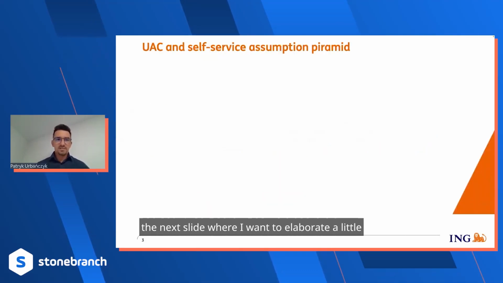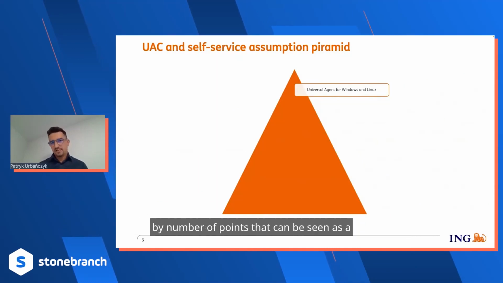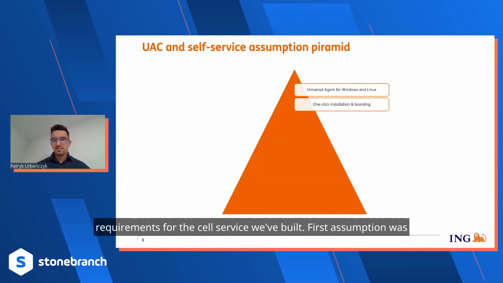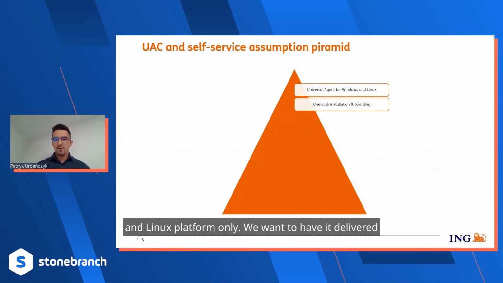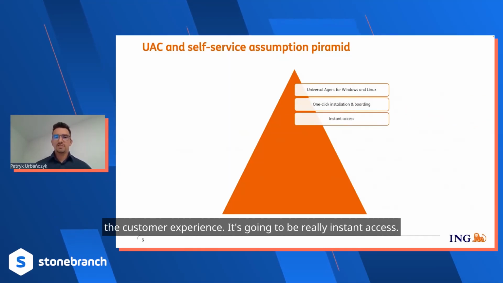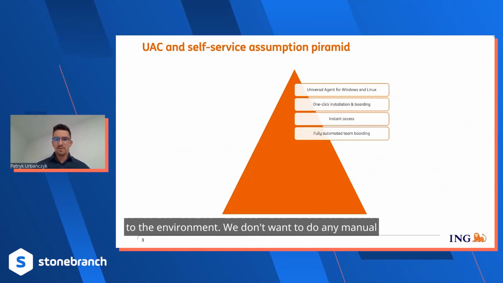We can move to the next slide, where I want to elaborate a little bit more about the so-called assumption pyramid that is represented by a number of points that can be seen as the requirements for the self-service we've built. So the first assumption was that we are going to deliver universal agents for Windows and Linux platforms only. We want to have it delivered fast, so by one-click installation and boarding to really improve the customer experience. So it's going to be really instant access. Once you click and request something, you get instant access to the environment.